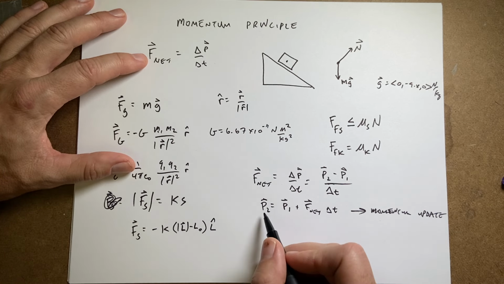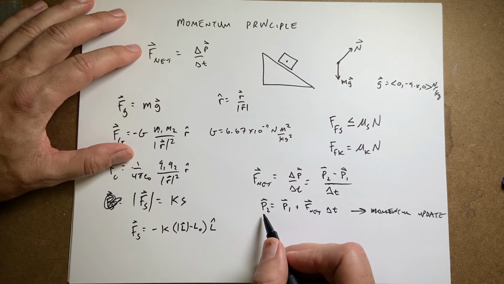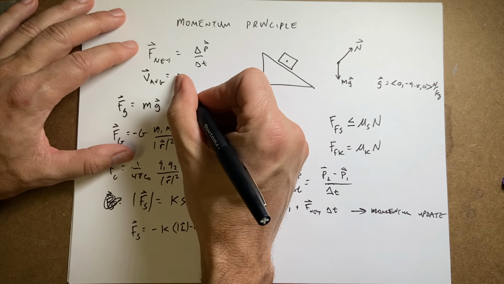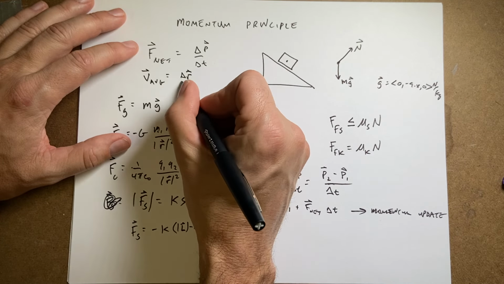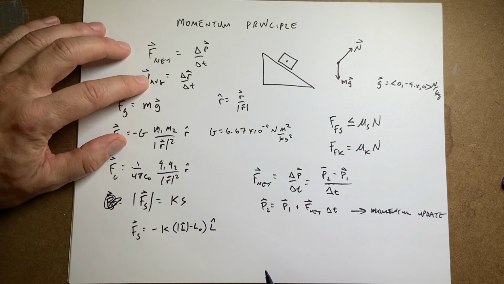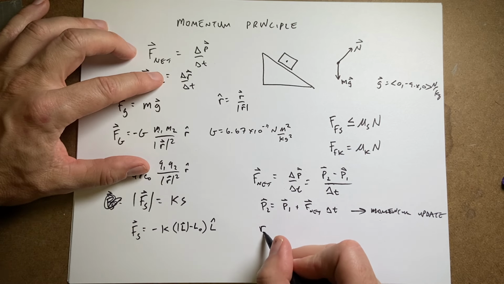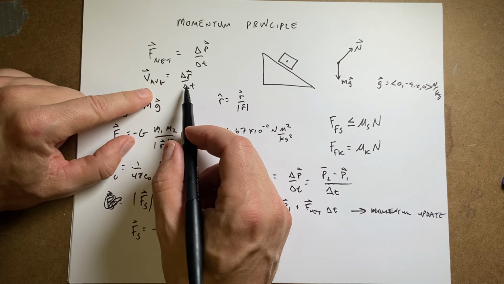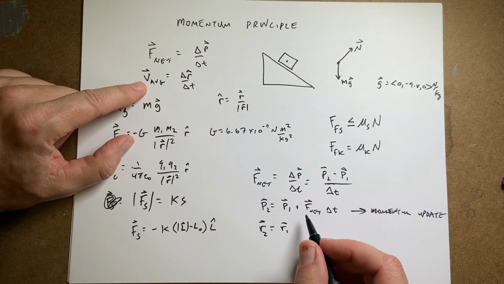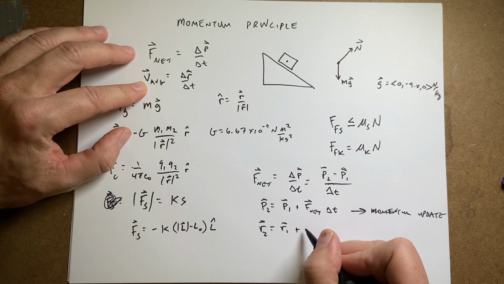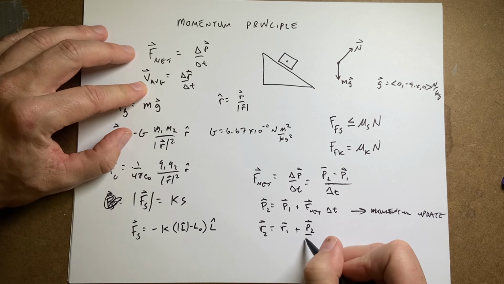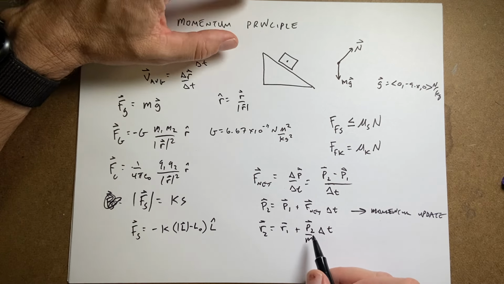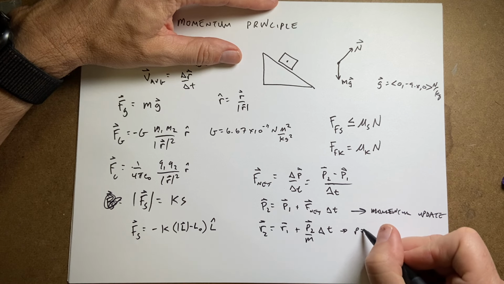But this is huge. Now, I can also use the definition of average velocity. V average equals delta R over delta T, which looks the same way, and I can get the position update formula, which says R2 is R1 plus P2 over M delta T, because I'm going to multiply both sides by delta T and add R1. P2 over M is the velocity, actually the velocity at the end of the time interval, and this is the position update.